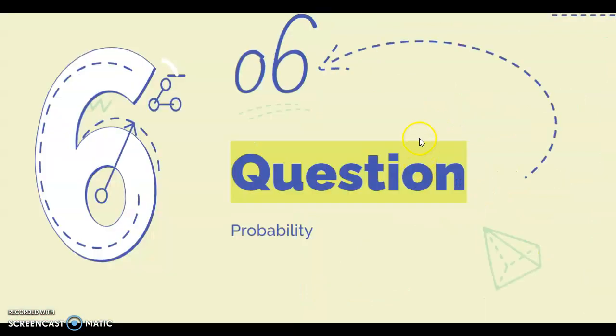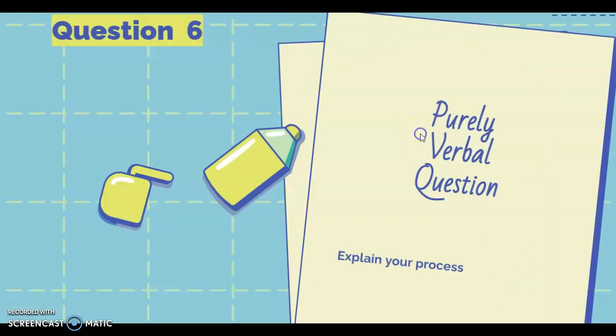Question 6, probability. This will purely be a verbal question. You need to explain your process and then type the answers for each color in the box.